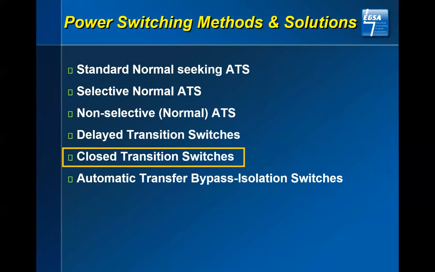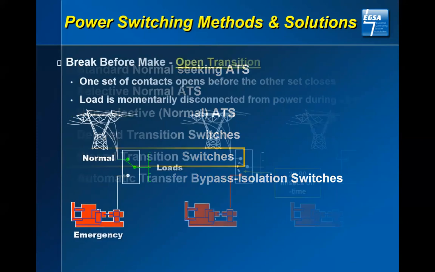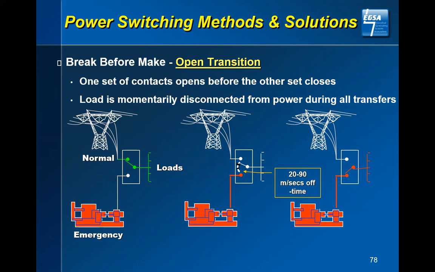The closed transition switch, make before break. Okay. Again, we've touched on that. This is very popular in a lot of research labs. Again, it is there because you just cannot have an outage downstream, depending on your load. As we looked at this before, it will typically overlap somewhere between 20 to 90 milliseconds.